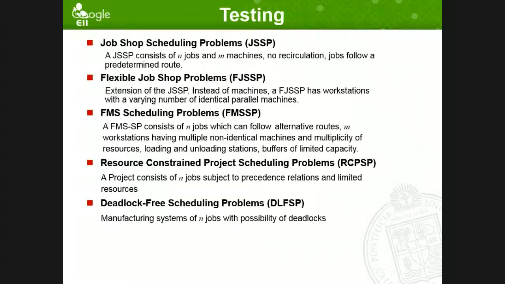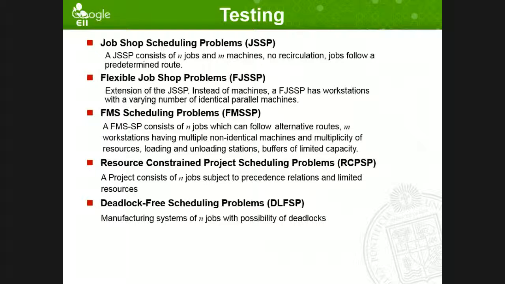Just in case you don't remember, here's the definition of what a job shop scheduling problem is. An extension is a flexible job shop problem, in which we have parallel machines on each workstation. More complicated problems, this is my definition, I call them flexible manufacturing systems. In this case, we have material handling, alternative routings, job batches, and buffers of limited capacity. We have many things. These problems are from the literature of Petri Nets.